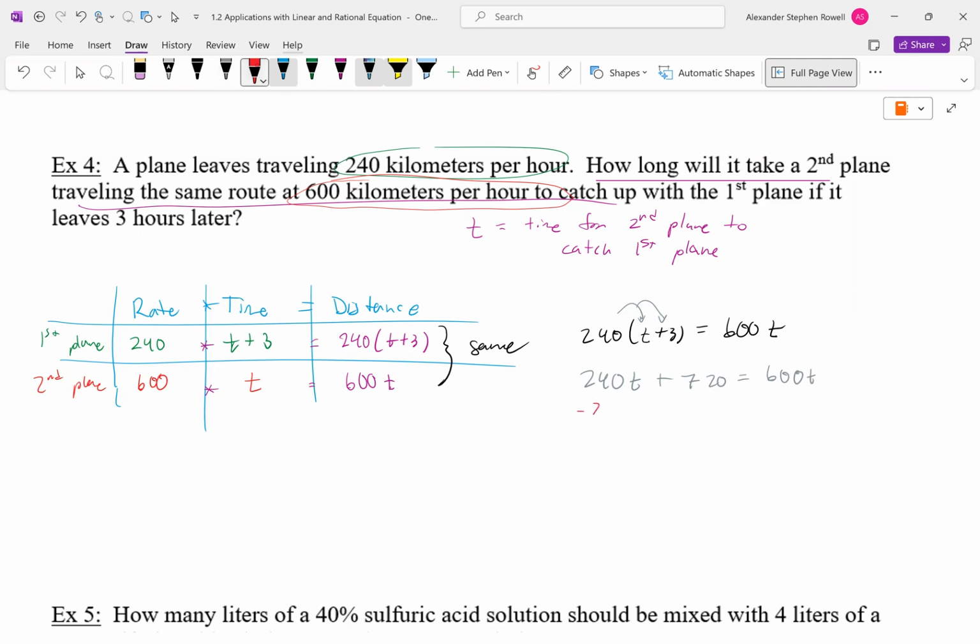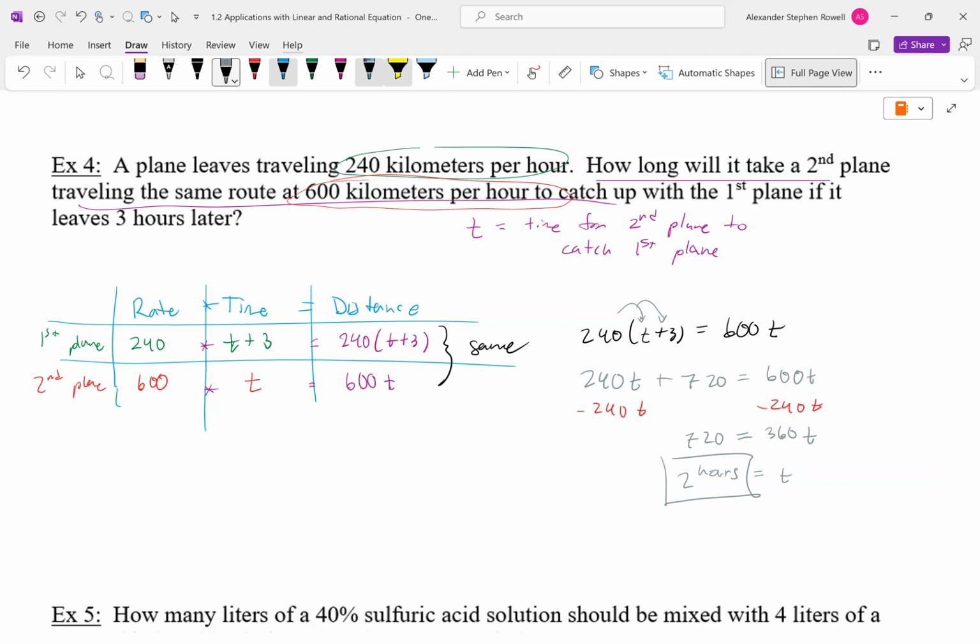We'll go ahead and subtract 240t from both sides. And we get 720 is equal to 360t. Divide by 360. T is equal to 2 hours. So it would take 2 hours for the second plane to catch up with the first plane.